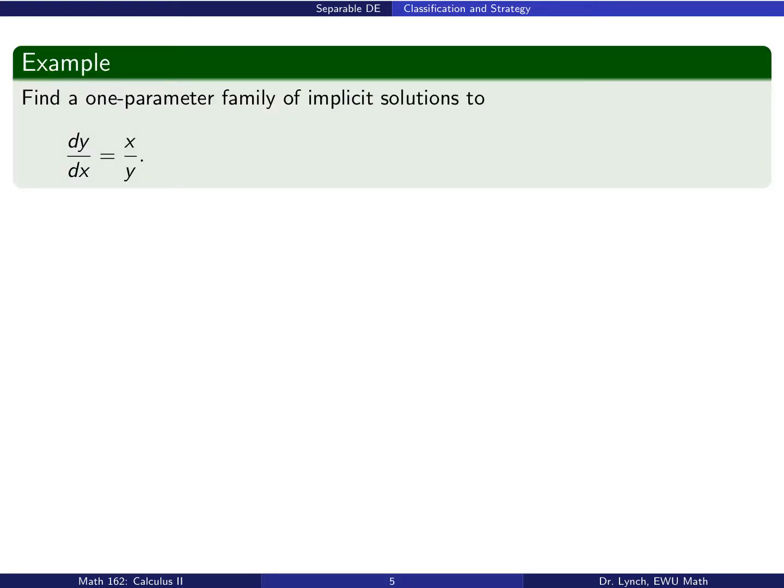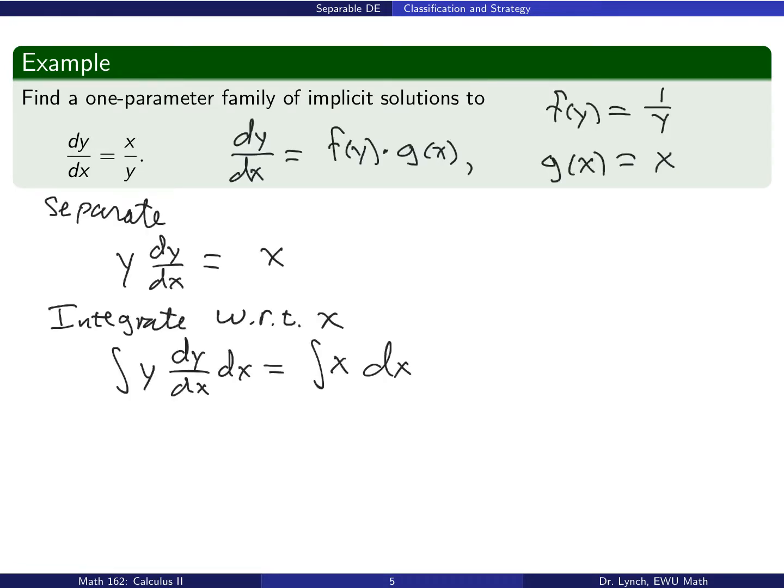So here's an example. Let's go ahead and find a one-parameter family of implicit solutions to this separable differential equation. We can see that this is separable by writing the right-hand side as f of y times g of x. So here we see the strategy that we outlined on the previous slide. We're going to separate formally by expressing the differential equation as y times dy/dx equals x. And then we can integrate both sides with respect to x. The integral of y dy/dx with respect to x is equal to the integral of x with respect to x.